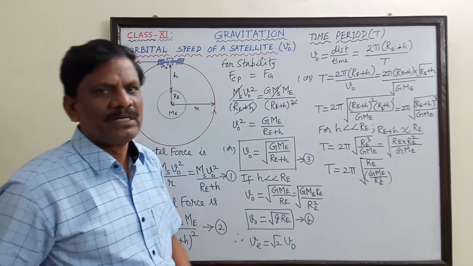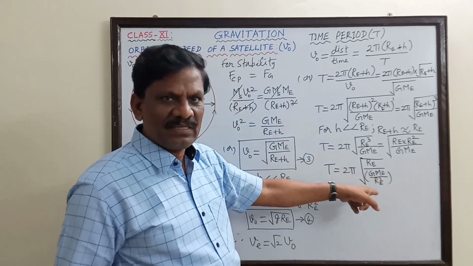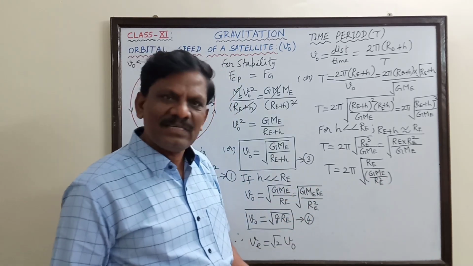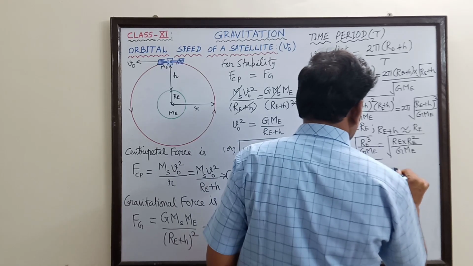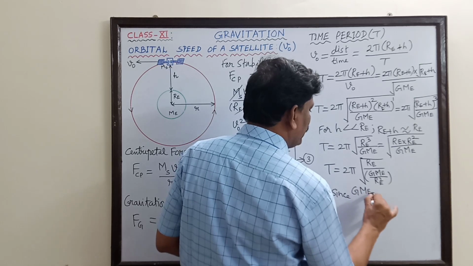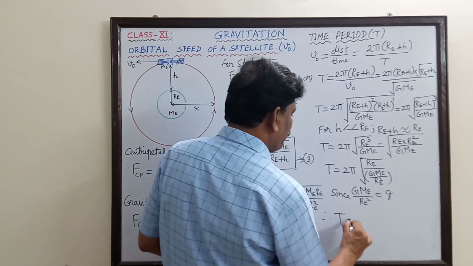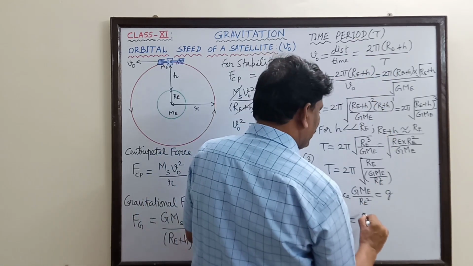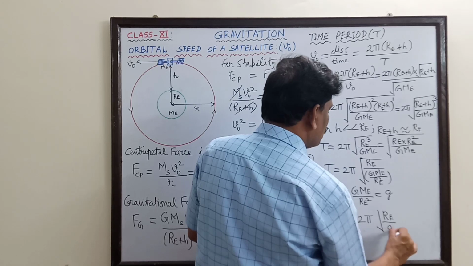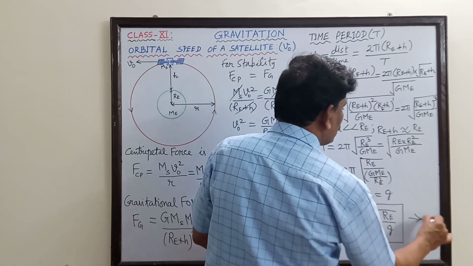But already what is the relationship between small g and capital G? For substitution purpose only we have modified this denominator, is it not? So GM by r square, this is nothing but small g, is it not? Since GME by RE square is equal to small g, therefore the period of revolution of the satellite is what? 2 pi into square root of RE by g. And this is equation number 5.